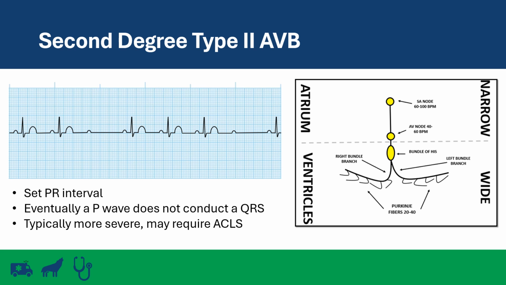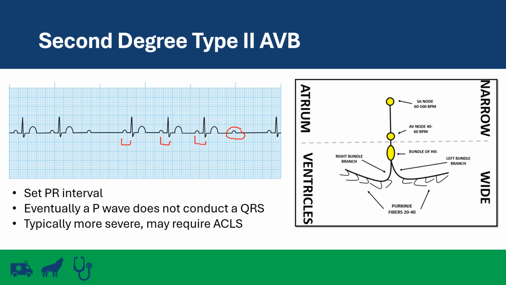The next degree of heart block is a second degree type 2, and generally this is a more serious manifestation of heart block. It has some similarities to a type 1, as you will have a P wave that eventually doesn't conduct a QRS, but we don't have a lengthening PR interval in a second degree type 2. We have a set PR interval. So all of these PR intervals are the same, but eventually we have a P wave that doesn't get through the AV node down to the ventricles. We just have a naked P wave.